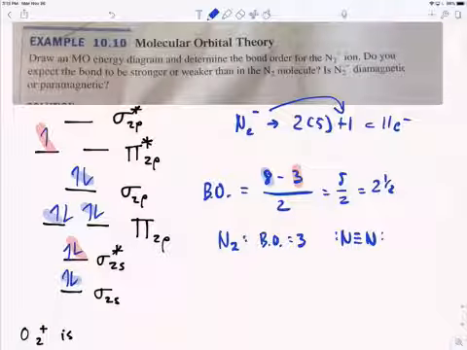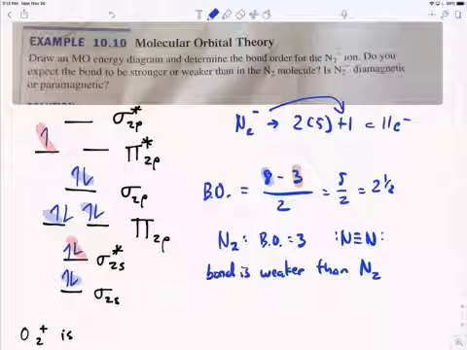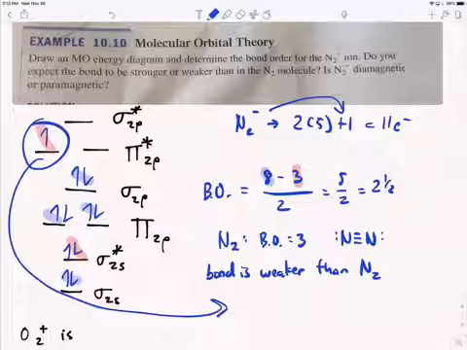But for N2 minus, if you remove that extra electron, you would have 8 minus 2 over 2, which is 6 over 2, or 3. So from this, the bond in N2 minus is weaker than in N2, and since there's an unpaired electron, because of this, it is paramagnetic.